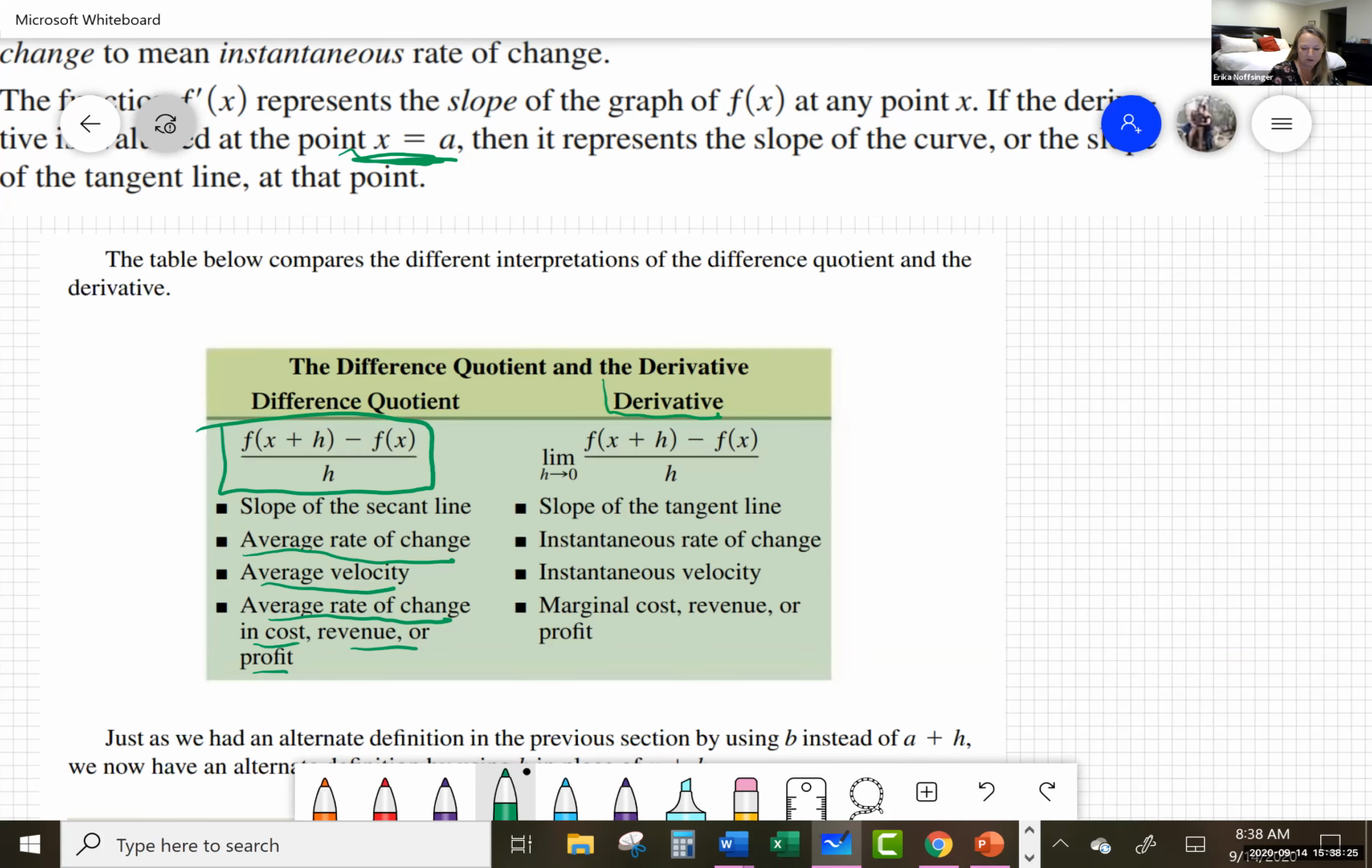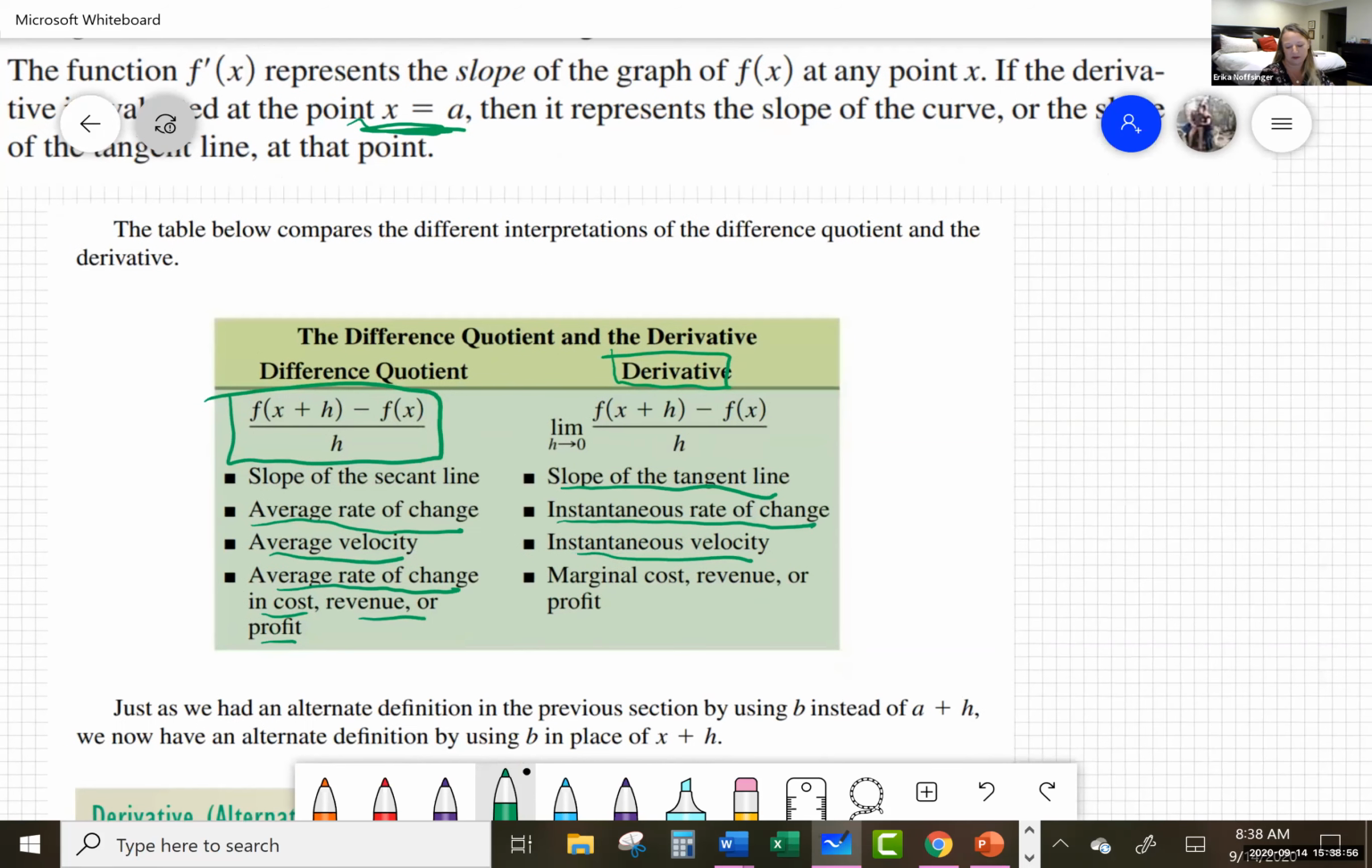now call that our derivative of our function. It gives us the slope of the tangent line. It gives us the instantaneous rate of change at a value. It gives us the instantaneous velocity, and it gives us the marginal cost, marginal revenue, or marginal profit. Okay, so it really just depends on what your question is asking you to do, but pretty much you're doing the same thing. And just recognizing those are all representing the same thing, just depending on what type of problem you're looking at.